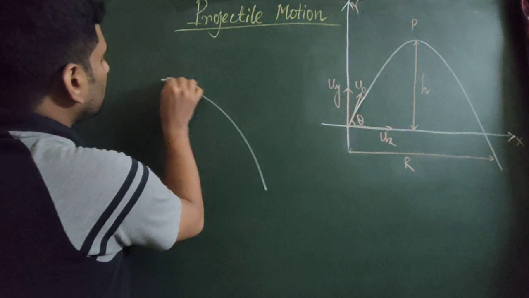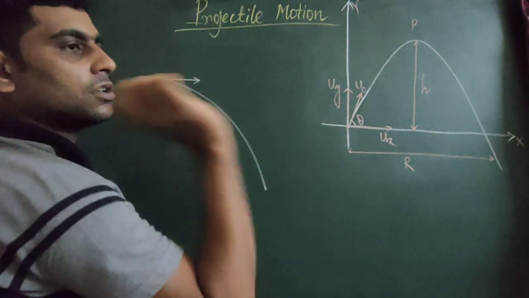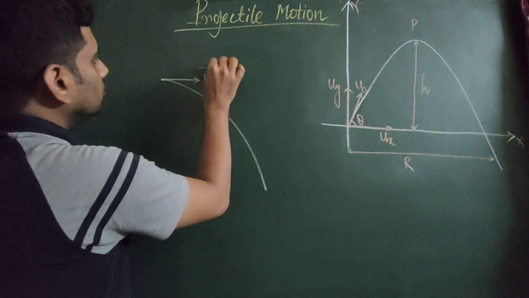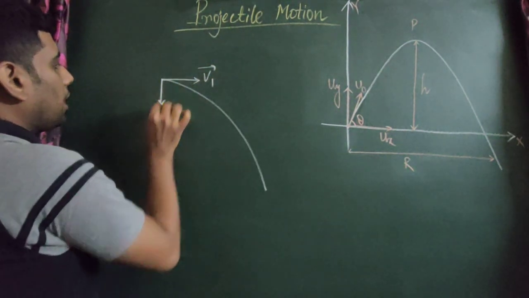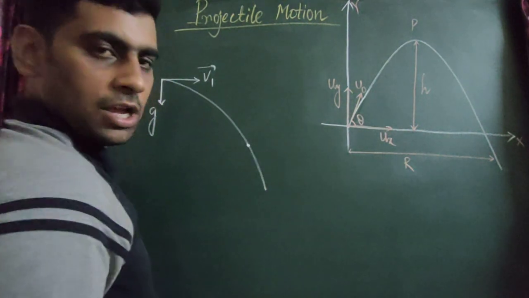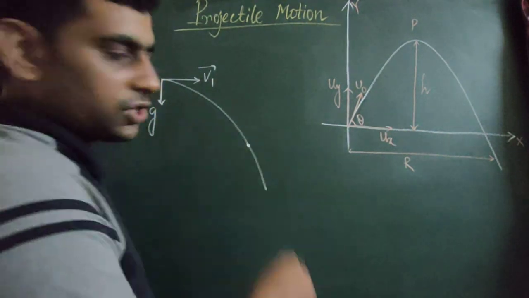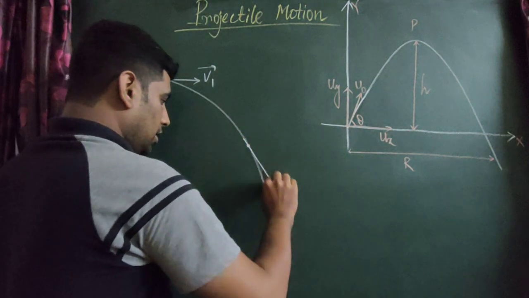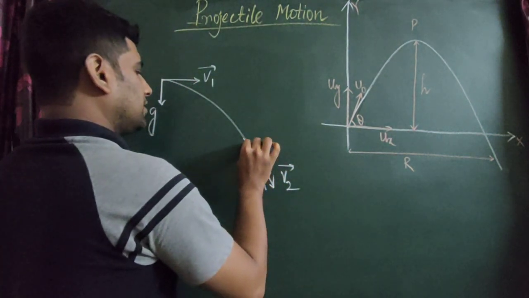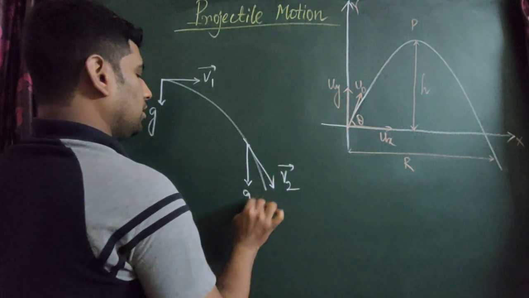So initially, suppose this is the horizontal velocity with which you have thrown, and let that be v1. The acceleration due to gravity acts here, and suppose at any arbitrary point here, how do we find the velocity? The tangent at this point gives you the velocity. Suppose that is v2, and the acceleration due to gravity acts downward in this direction.